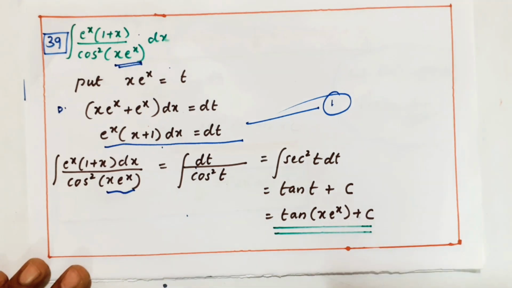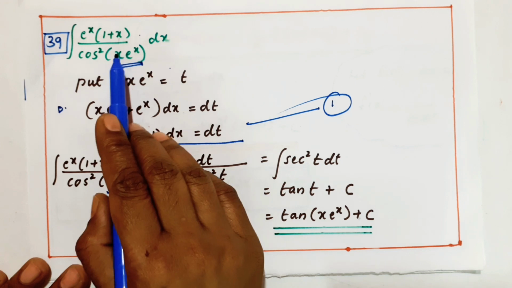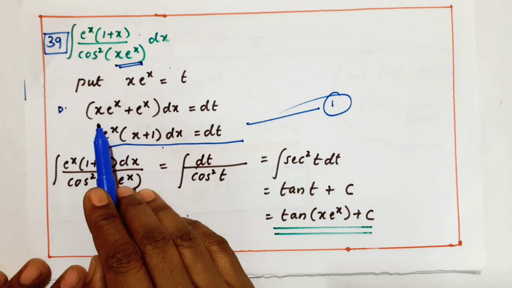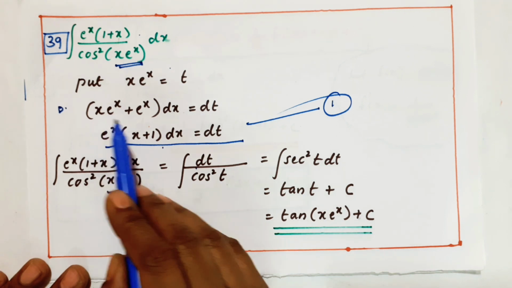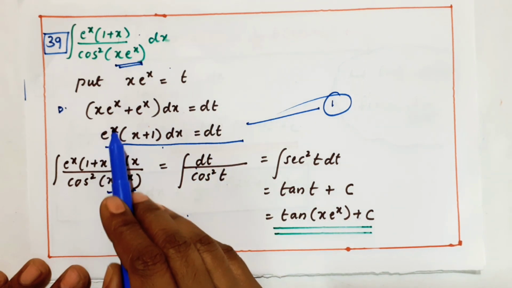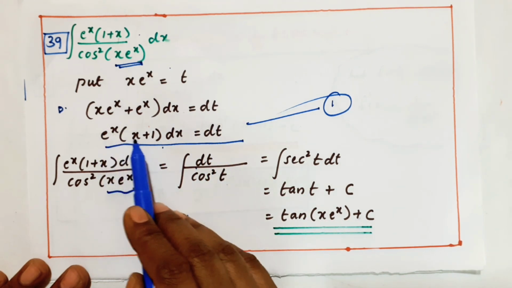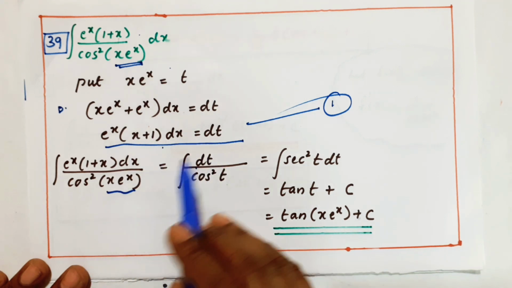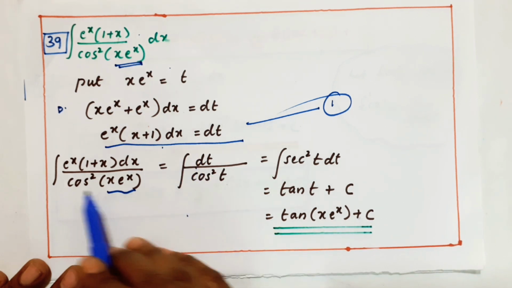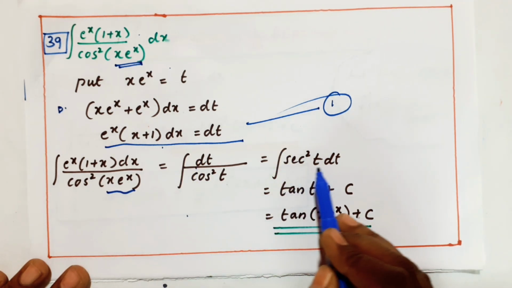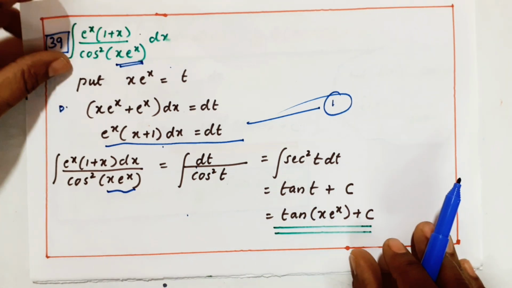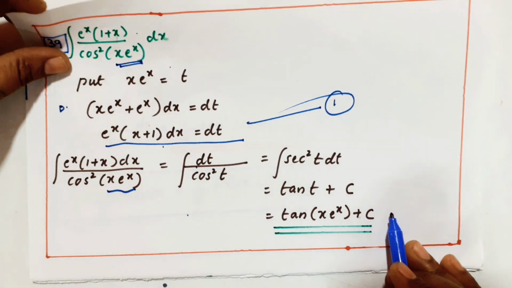What we are doing, you see, by seeing the question you may get some confusion. But the term inside the bracket, x eˣ, you put it as t. Differentiate, product rule: x eˣ + eˣ into 1 dx equals dt. eˣ common, eˣ (x + 1) dx equals dt. This term as such is there in the numerator. Substitute as dt by cos² t. 1 by cos² t as sec² t dt. Integral of sec² t is tan t plus c. That is tan(x eˣ) plus c.